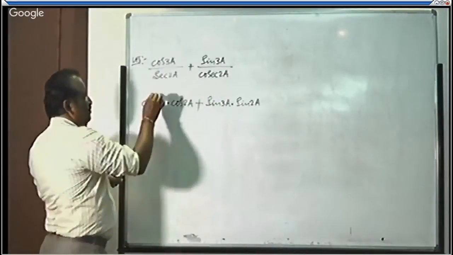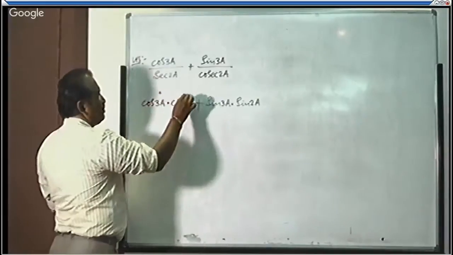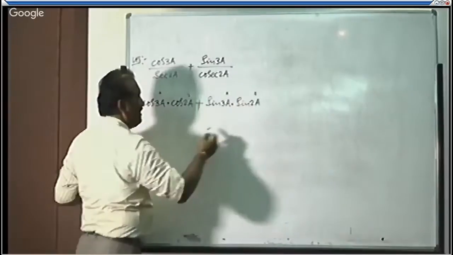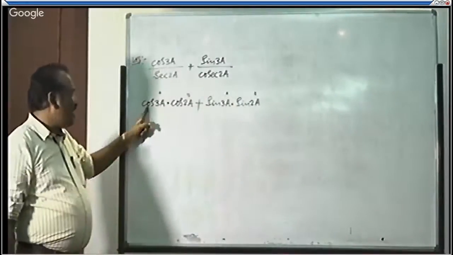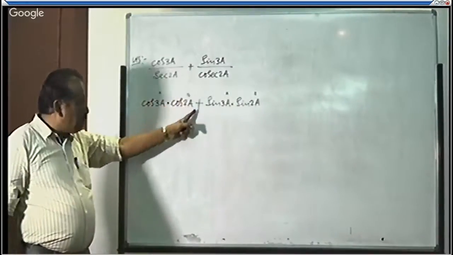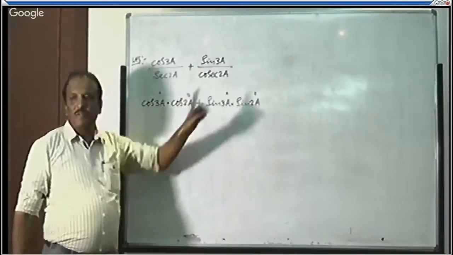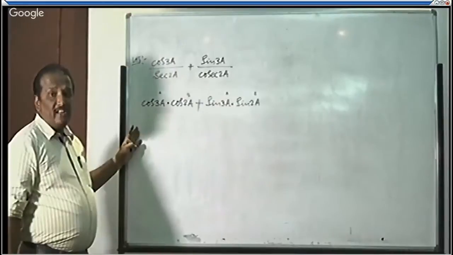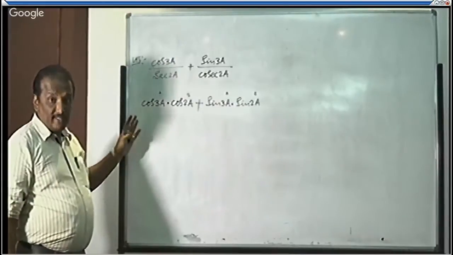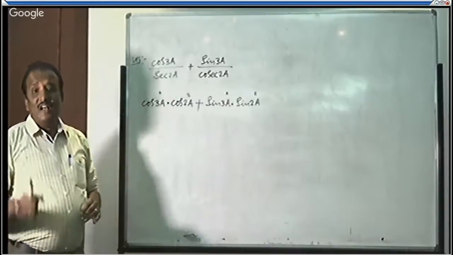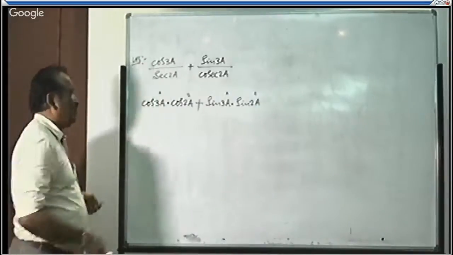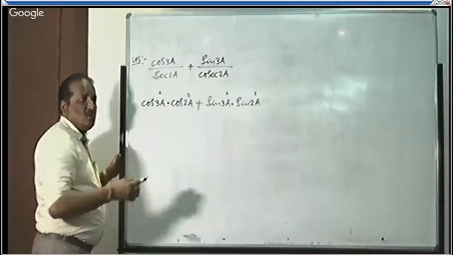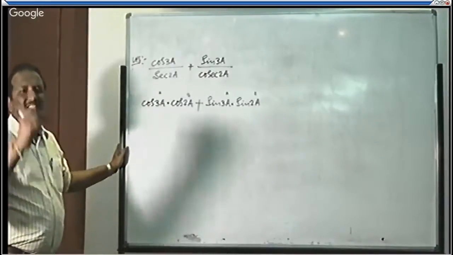If you assume this 3a as a and this 2a as b, this becomes a, this becomes b. Now read the obtained expression: cos a cos b plus sin a sin b. Definitely it will meet the result obtained in case of the subtraction formula cos of a minus b. We know that cos of a minus b is equal to cos a cos b plus sin a sin b.